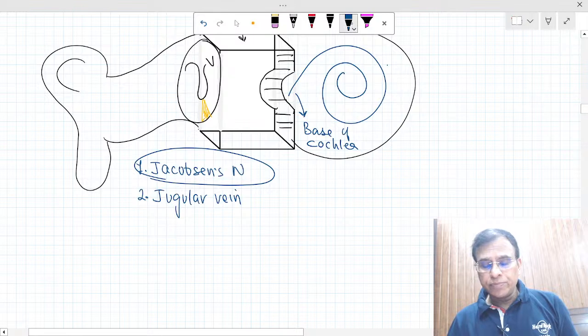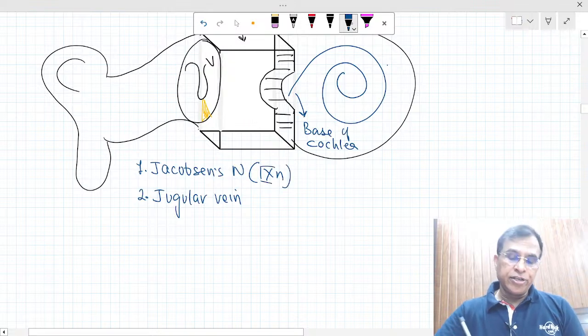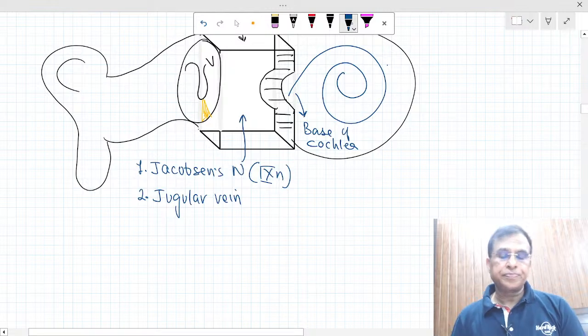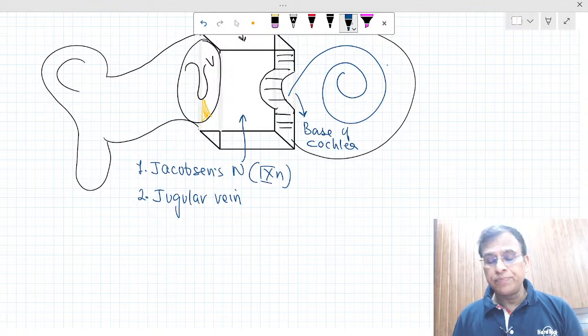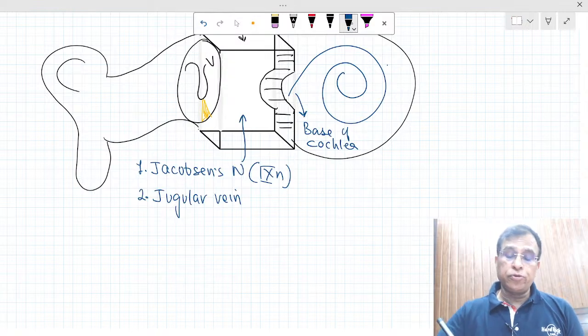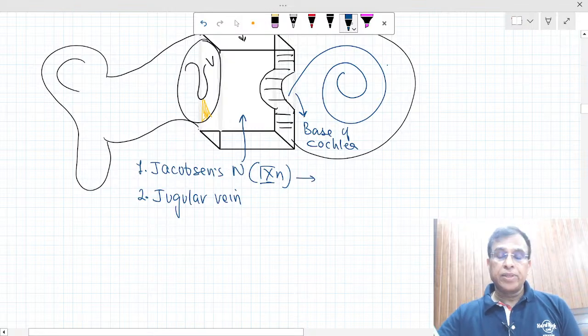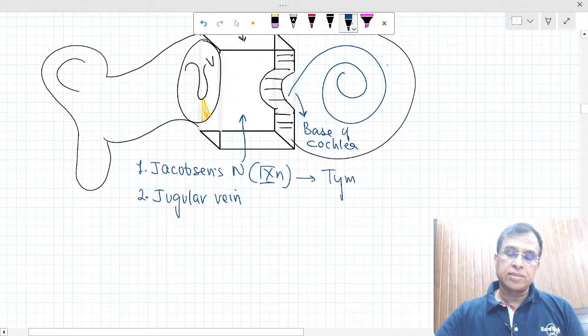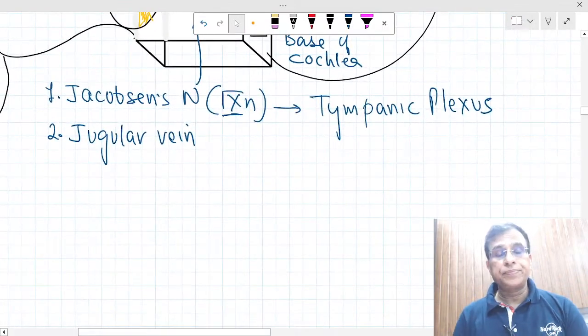You know why Jacobson is important? Jacobson is a nerve which is a branch of the 9th nerve, and this enters the ear through the floor. Enters where? Middle ear. And what is the other name for the middle ear? Tympanum. Remember, I told you middle ear can be remembered as tympanum. So it enters the tympanum through the floor, and once this nerve enters the tympanum, it forms a plexus in the tympanum, and that plexus is called the tympanic plexus. And it is this tympanic plexus that supplies the entire middle ear.